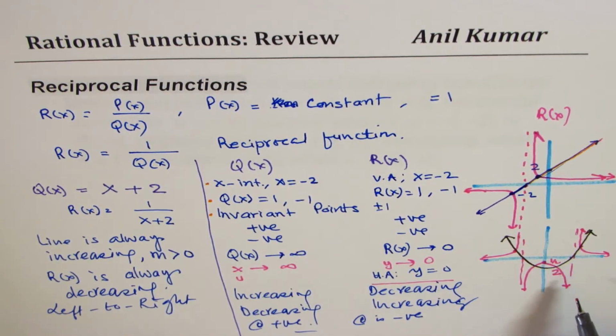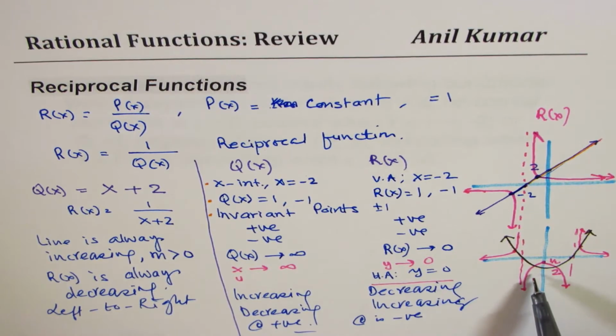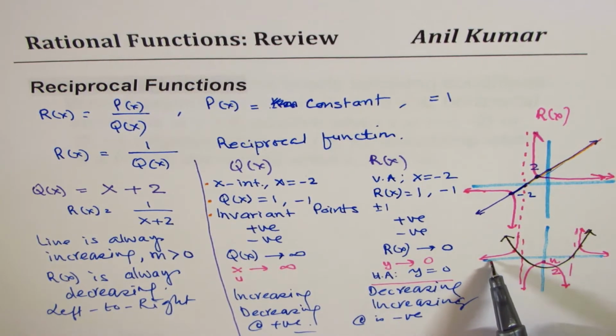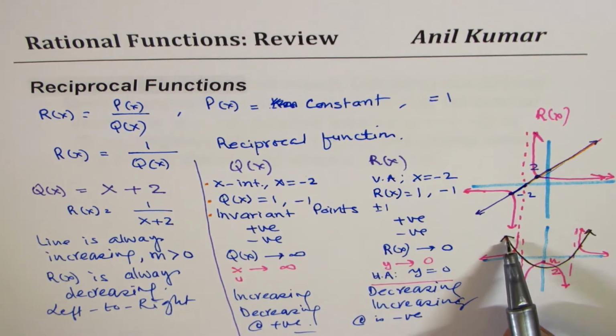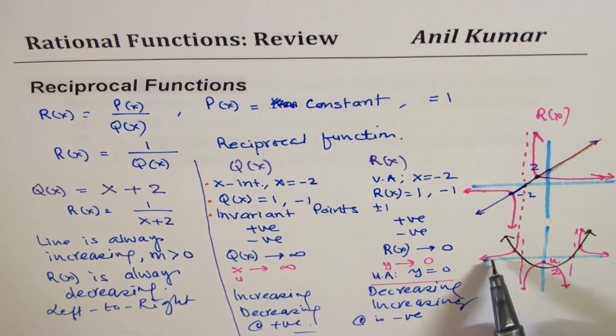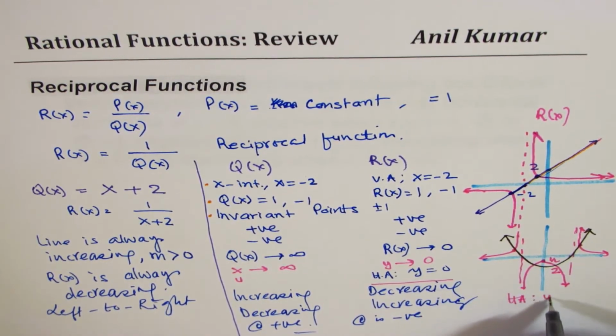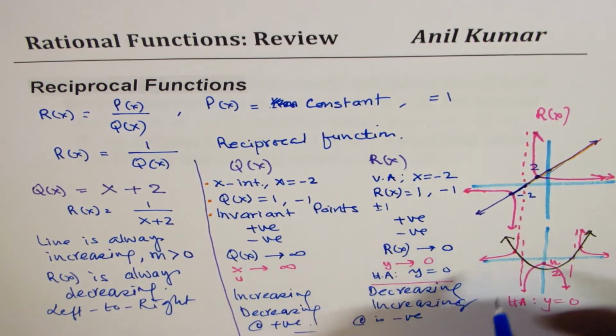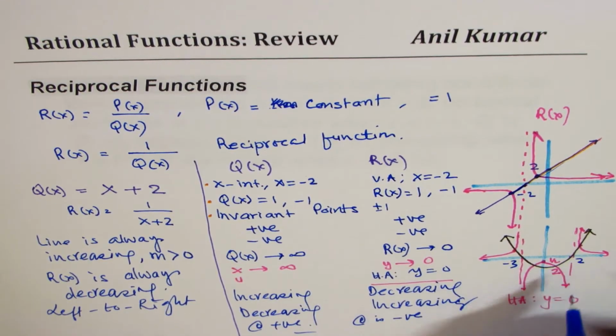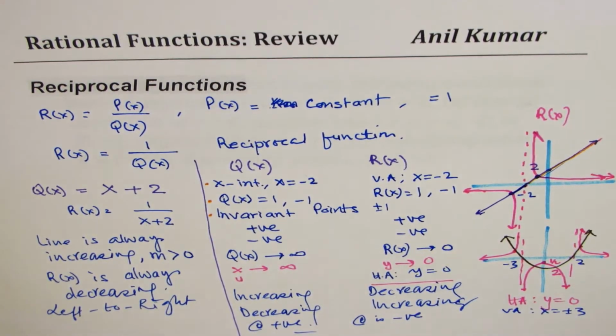So what you notice here is negative reciprocal is negative, increasing turns to decreasing, x-intercepts turn to vertical asymptotes. Higher values result in lower values. If the function is approaching infinity, the reciprocal is approaching 0, and we call them horizontal asymptotes, right? So in this case also, we have a horizontal asymptote, which is y equals 0. We have two particular vertical asymptotes. If I just give them a value, let's say minus 3 and plus 3, then we have vertical asymptotes at x equals plus minus 3. Does it make sense to you?